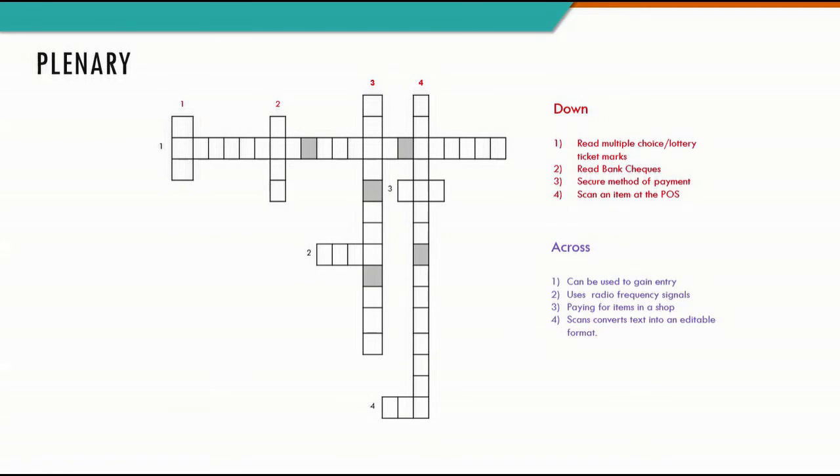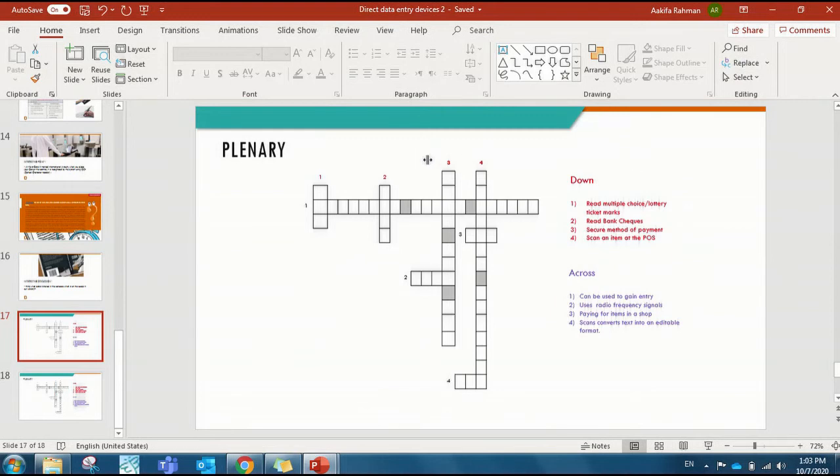Now, based on today's discussion, let's try to complete the plenary for the day. You have a crossword in front of you where we have some clues for what words go down and across, and we need to fill it in using the different devices that we've learned so far. So, what is used to read multiple choice and lottery ticket marks? That is OMR, isn't it? So, down will be OMR. What is used to read bank checks? The MICR, which is 2 down, which means here MICR.